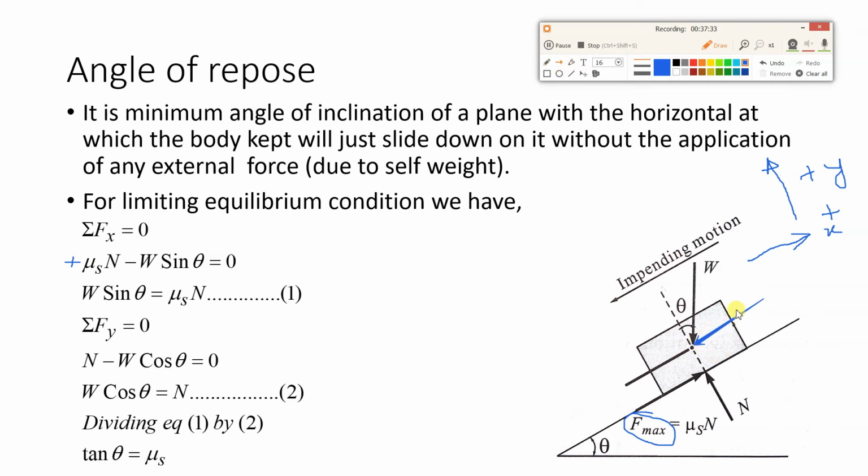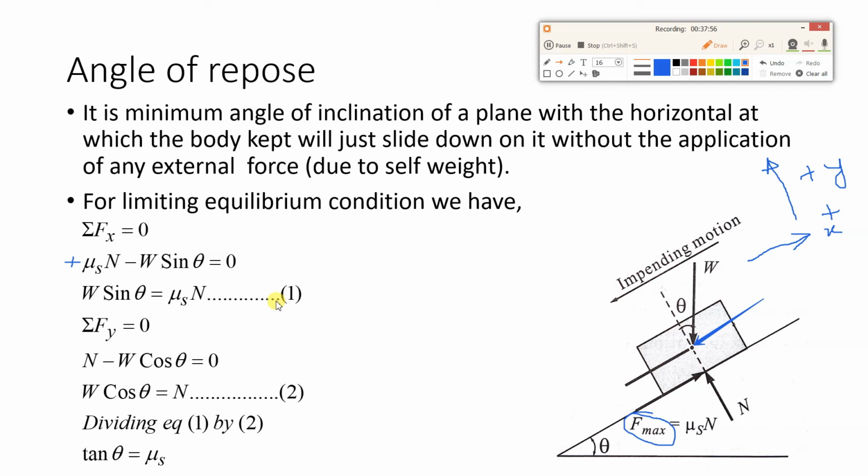It will be like this. So what will be this component? It will be w sine theta, and it is towards left, so it will be negative, minus w sine theta equal to 0. So from here we can take w sine theta on the right hand side, rearrange the equation, and you will get w sine theta equal to mu s into n. This is equation number 1.